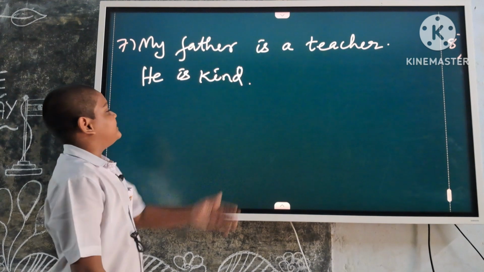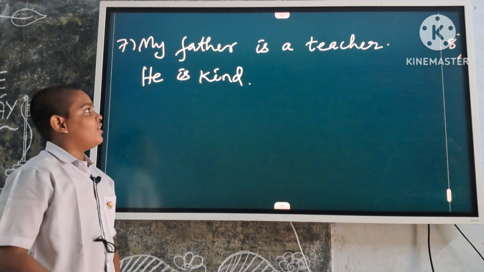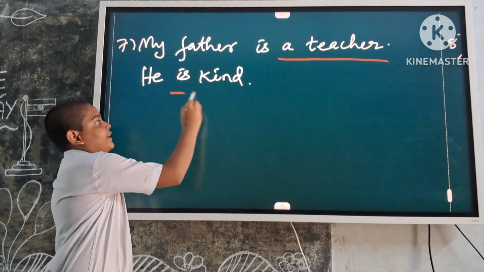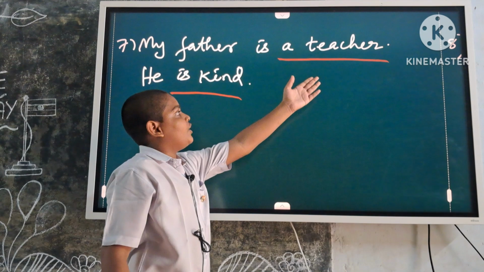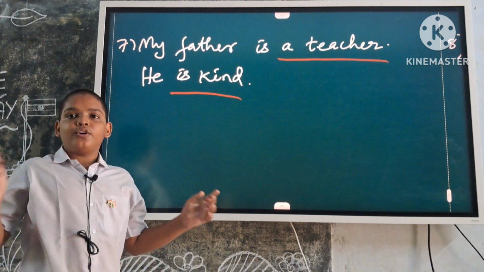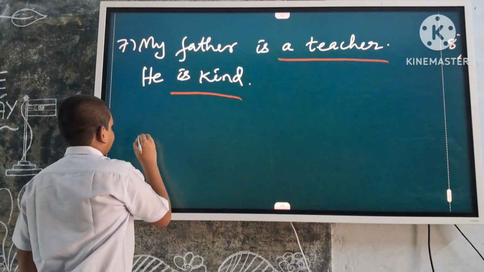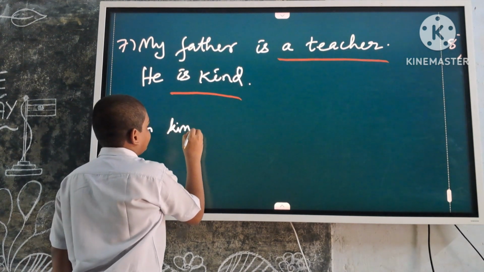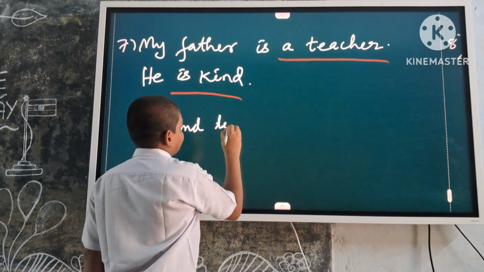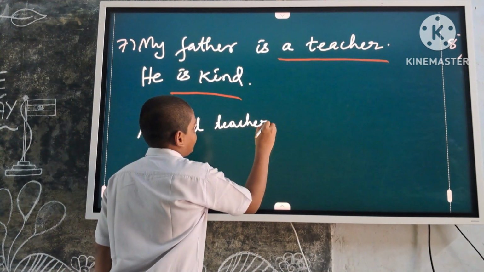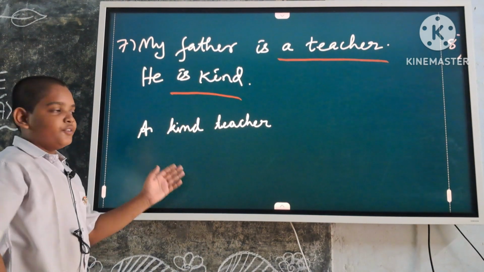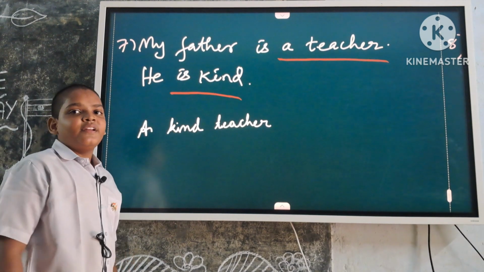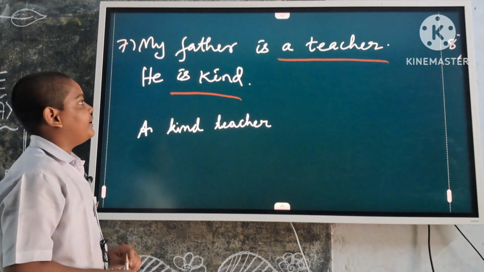Next example. My father is a teacher. He is kind. Here the noun phrase is a teacher. The modifier is kind. Now join this noun phrase with this modifier. We get a new bigger noun phrase. A kind teacher. Here the newly formed noun phrase is a kind teacher. Here kind is pre-modifier.